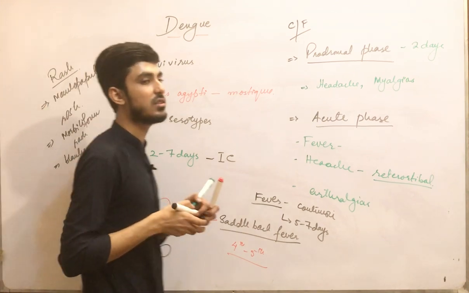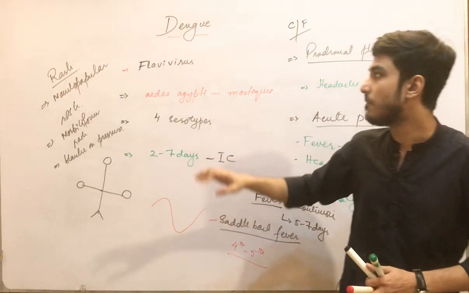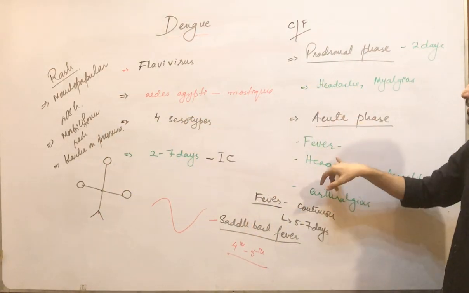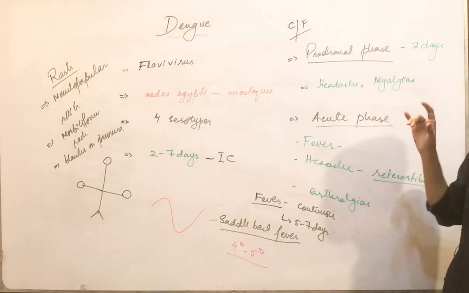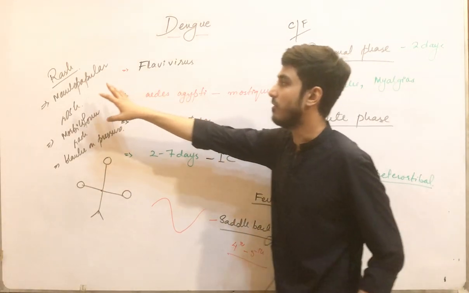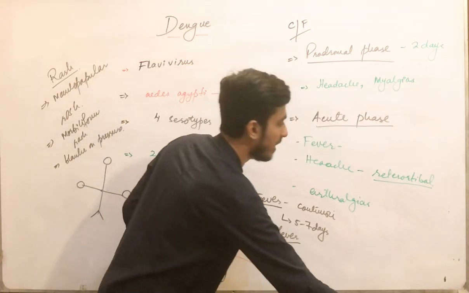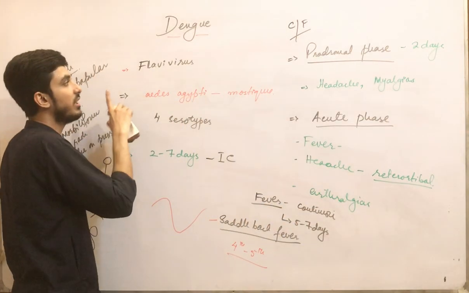Clear? So this is the type of the rash which is present in the dengue fever. The features of the dengue are fever, headache, myalgia, arthralgia, retroorbital pain, rash, maculopapular rash. Now after that, basically we have phases of the dengue fever.